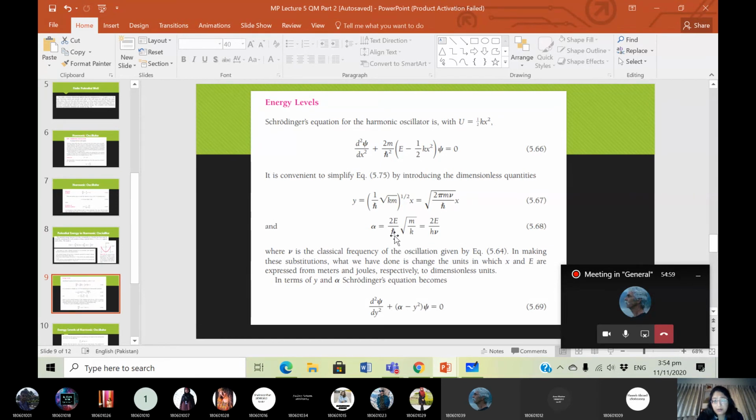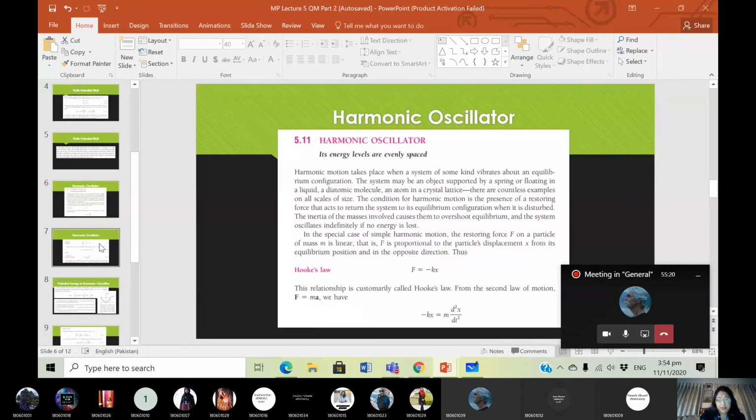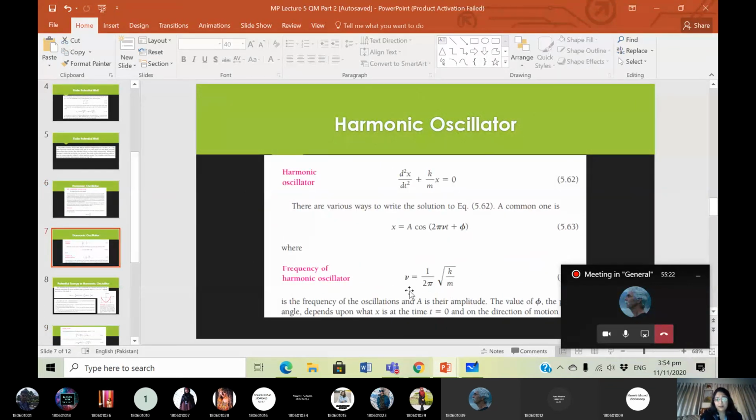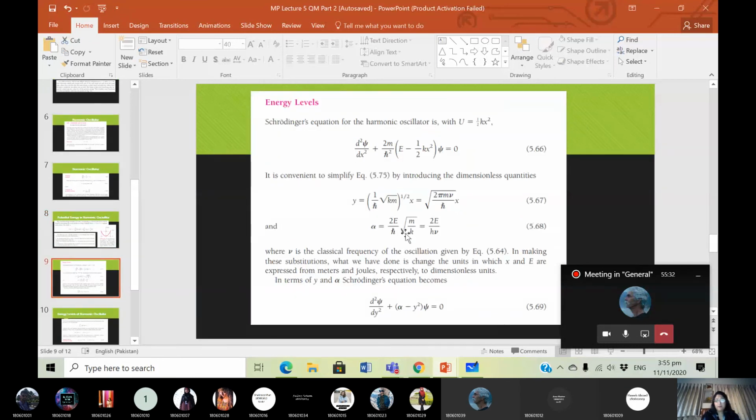Let's see. Alpha is 2e over h bar. It should be h bar squared, right? And there should be an m. Yes. Basically, they're saying that they're using one of the previous equations, I think. Like this one, right? Frequency is equal to k over m, right? Frequency is equal to k over m.